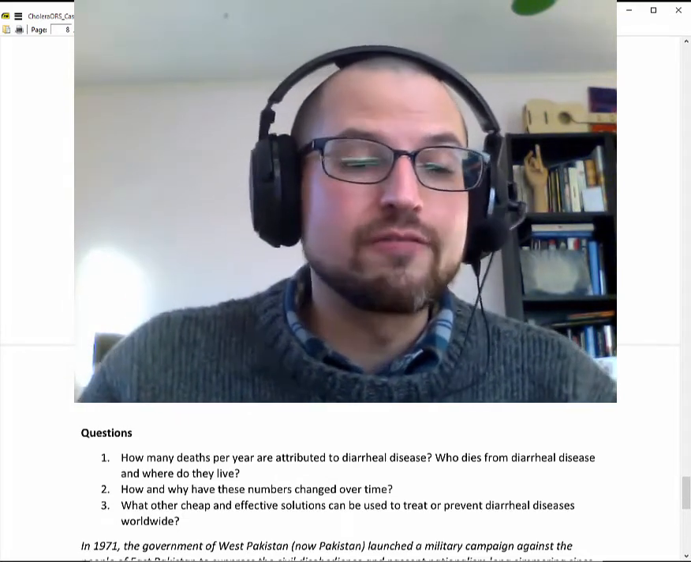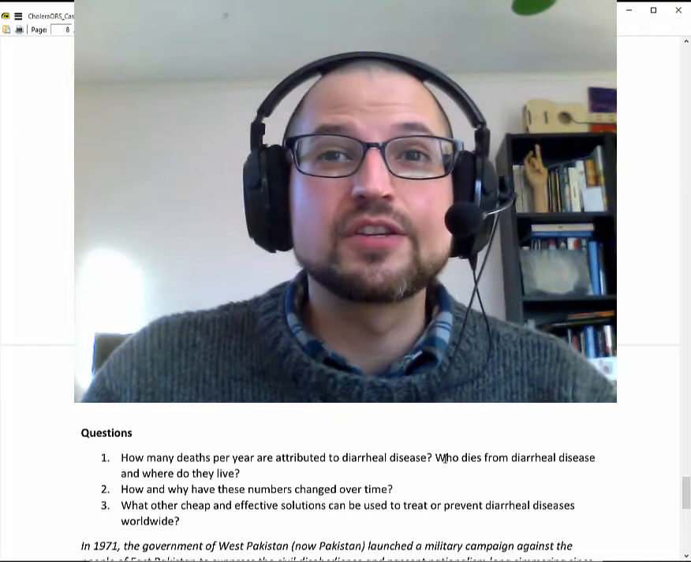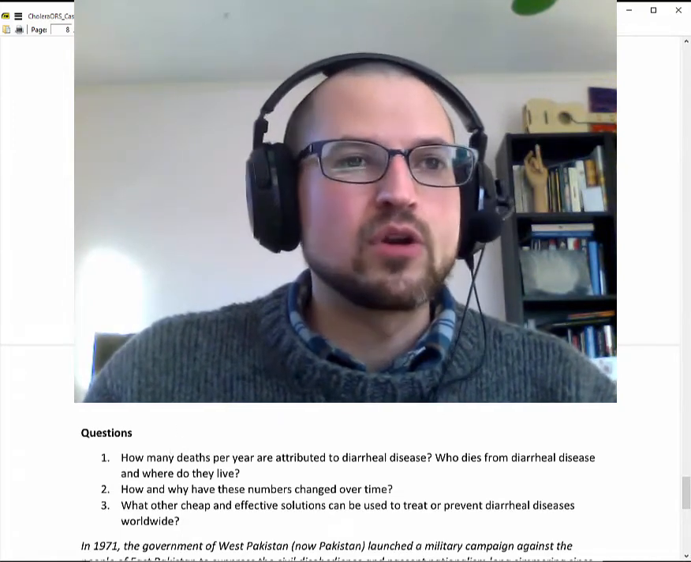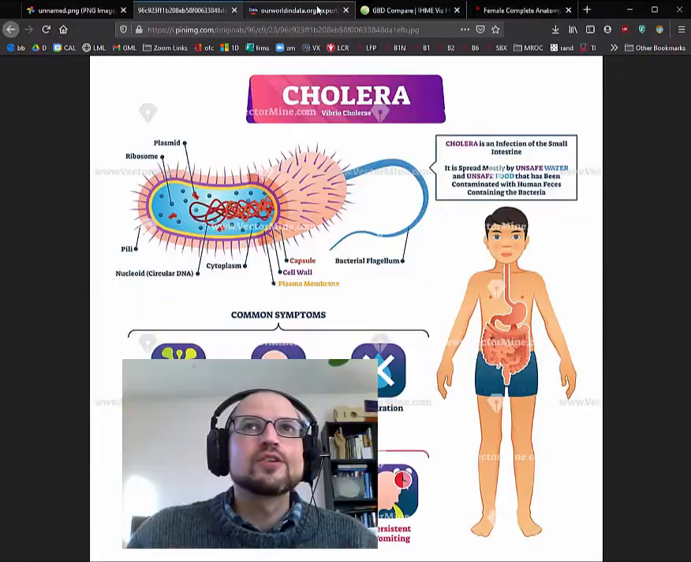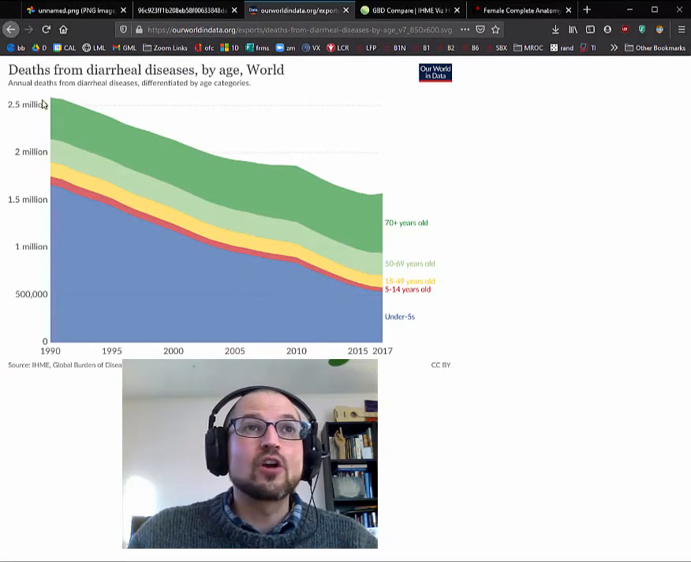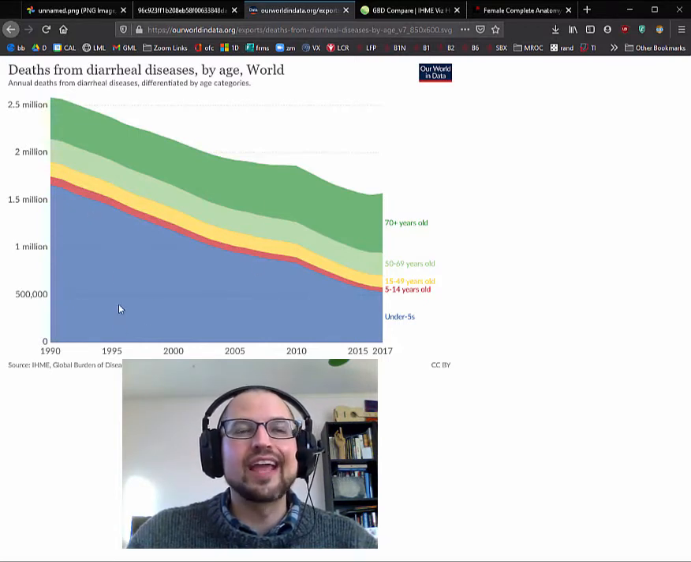Okay, welcome back. So our first question is, how many deaths per year are attributed to diarrheal disease? Who dies from it? And where do they live? So let's take a look. So here is a chart of deaths from diarrheal disease worldwide. And the different colors show you different age categories.